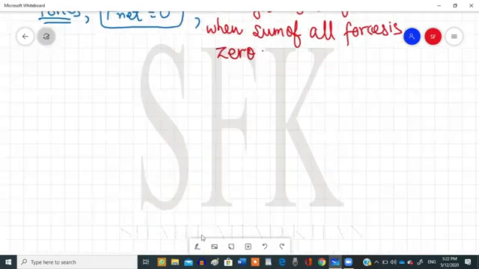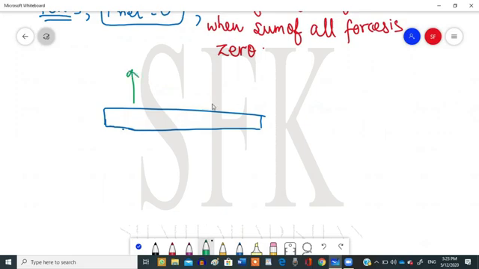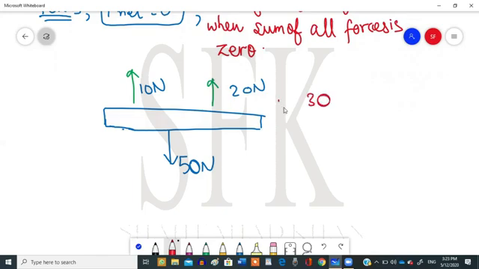All right. So, for example, if I have another plank over here, and we have certain forces acting upwards and a certain force acting downwards. Let's say 50 Newton is acting downwards, 20 Newton is acting upwards, and 10 Newtons is also acting upwards. So is this plank in equilibrium or not? The forces which act in the upward direction are 30, forces acting in the downward direction are 50.